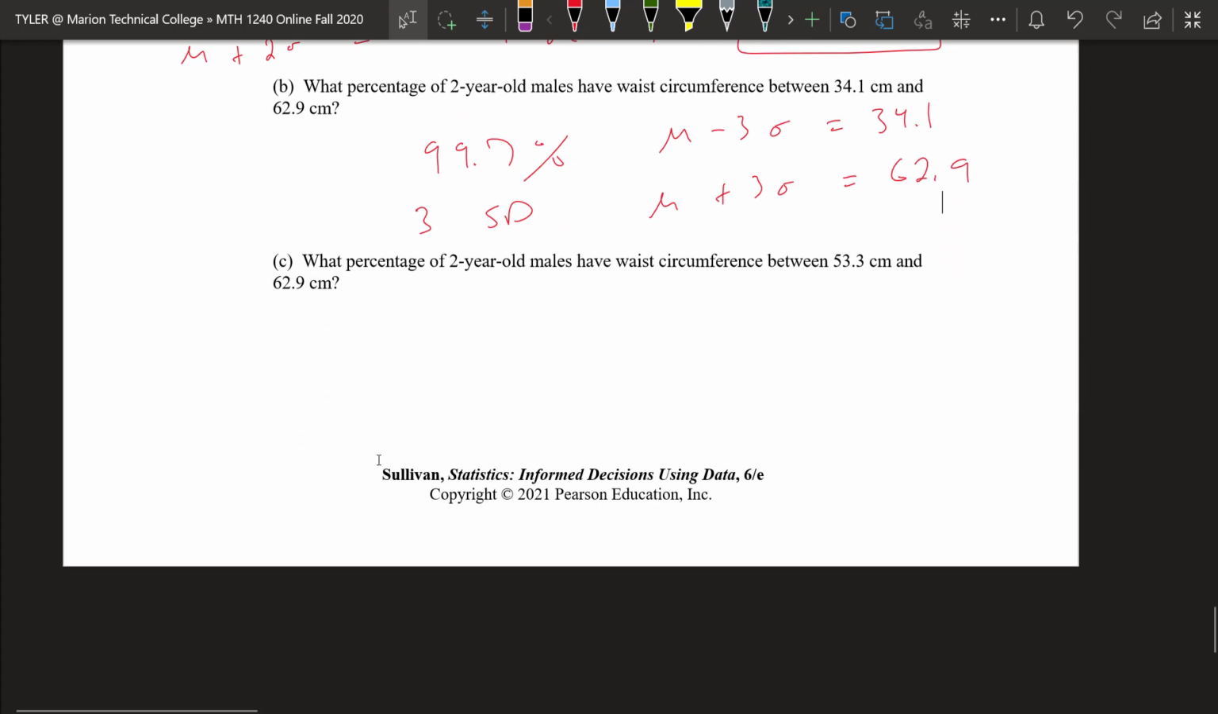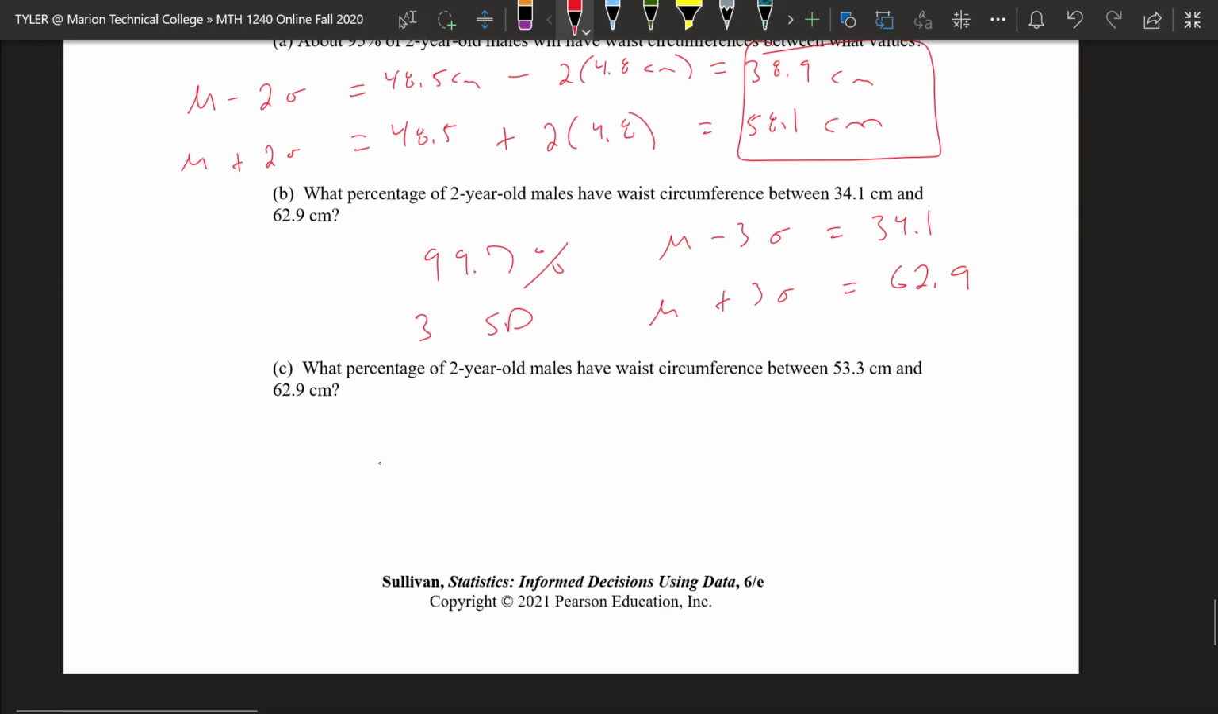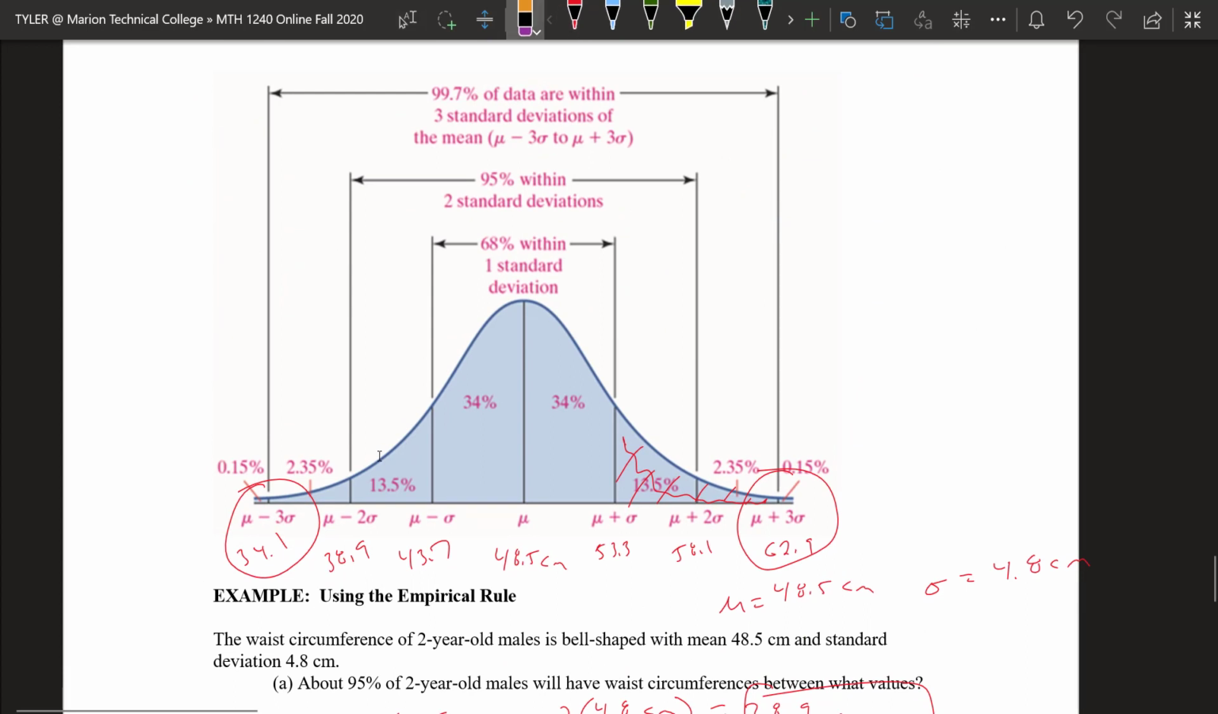Then lastly, it says, what percent of the 2-year-old males have a waist circumference between 53.3 centimeters and 62.9? So we're looking at these two areas here. It turns out we can add those numbers together. So what you would do is take the 13.5% and add it to the 2.35%, and you get 15.85%. I just added these two numbers together because we're looking at between these two values.